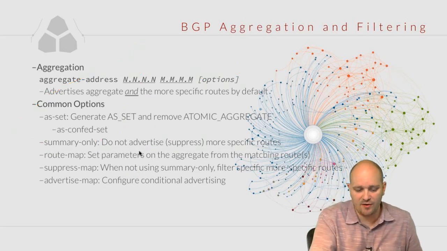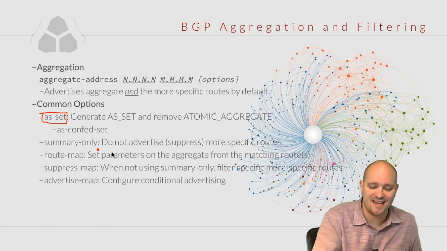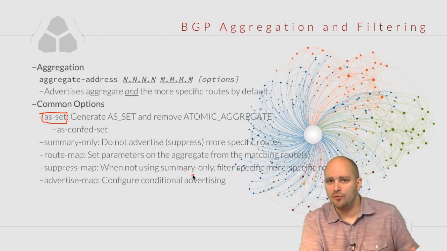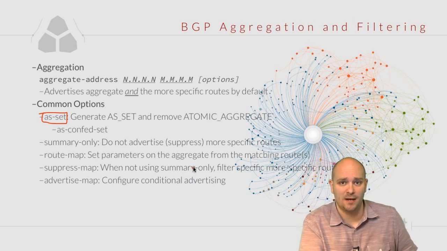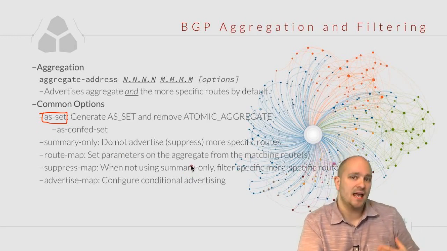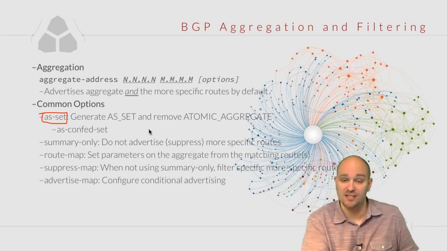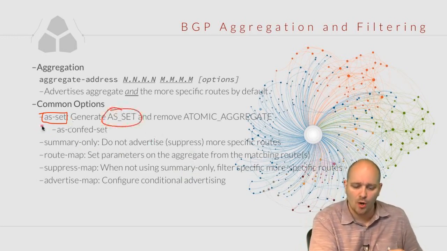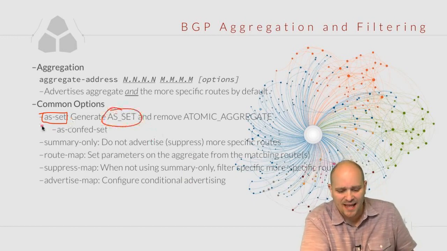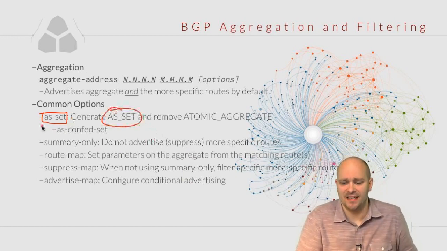Another option that is very, very common is to use the AS set attribute. Now, you remember when we talked about the AS path attribute that it has two components. The ordered component, which is the AS sequence, and also the unordered one, which is the AS set. Now, why is this AS set used?